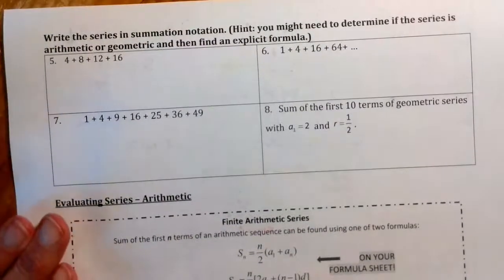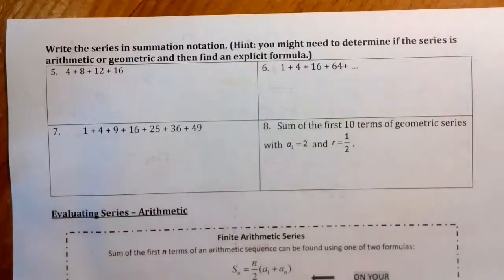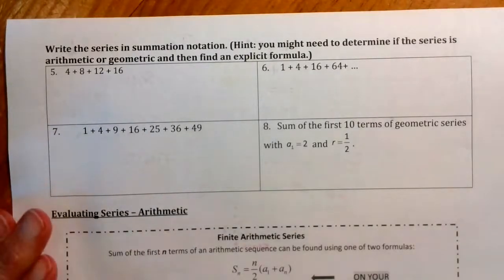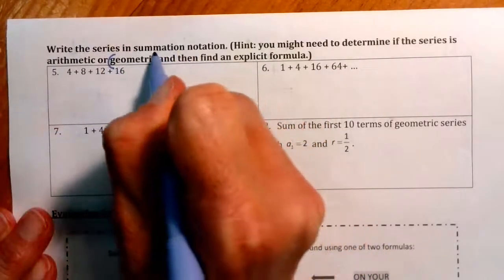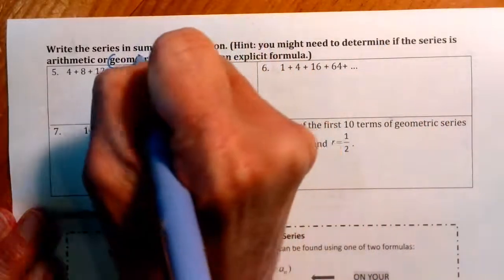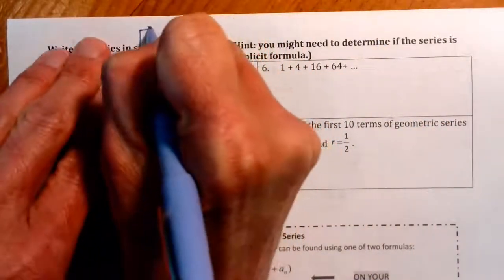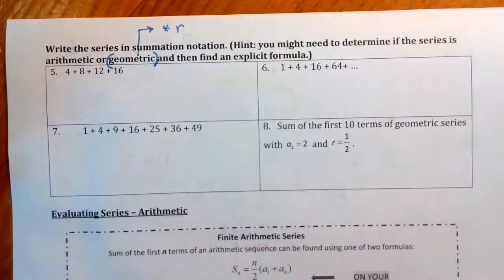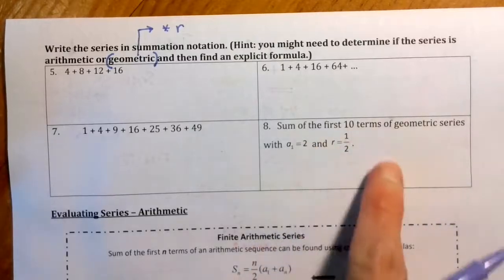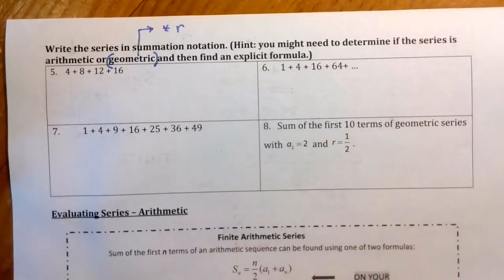Write the series in summation notation. We may need to determine if the series is arithmetic or geometric and then find an explicit formula. So here's the interesting thing. We're going to do geometric next class. So just as a little foreshadowing, a geometric sequence is when you have a set of numbers that have a common ratio. So something tells me this one's going to be the one that we skip and come back to later.